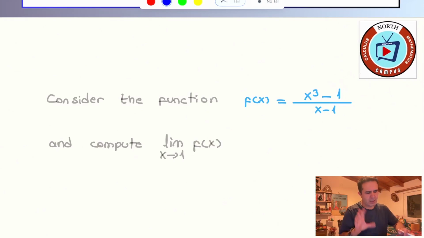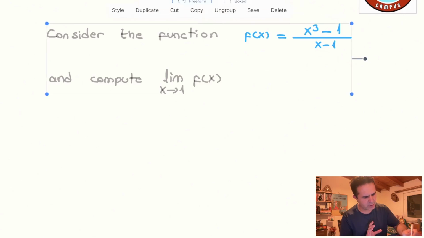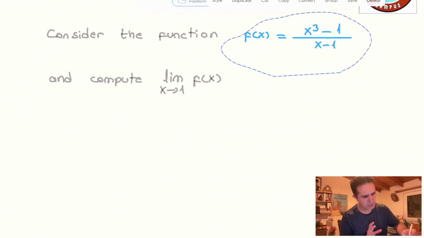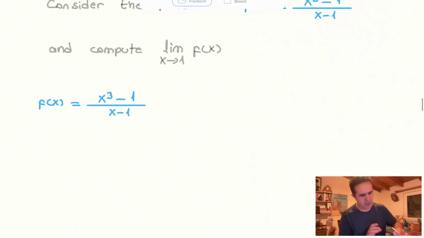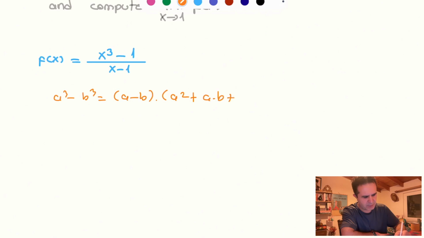Okay. Now, to solve this problem, I will write x cubed minus 1 again. We know that a cubed minus b cubed is equal to a minus b times a squared plus a times b plus b squared. And here we have x cubed minus 1, divided by x minus 1.